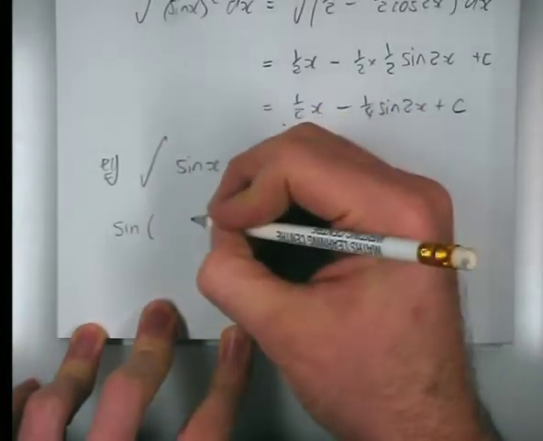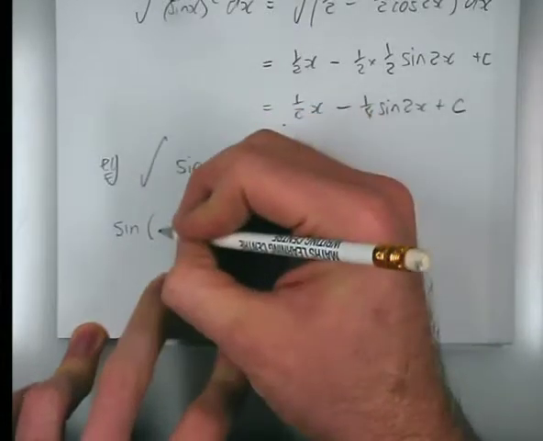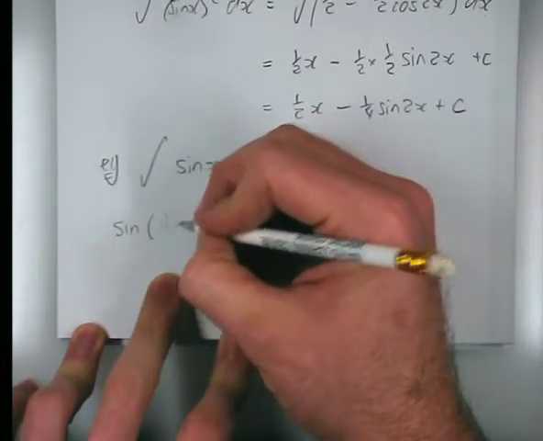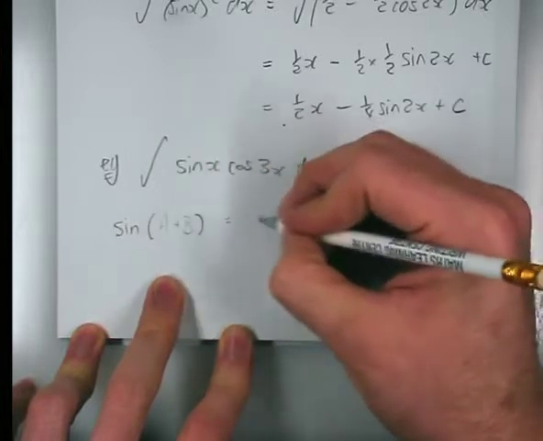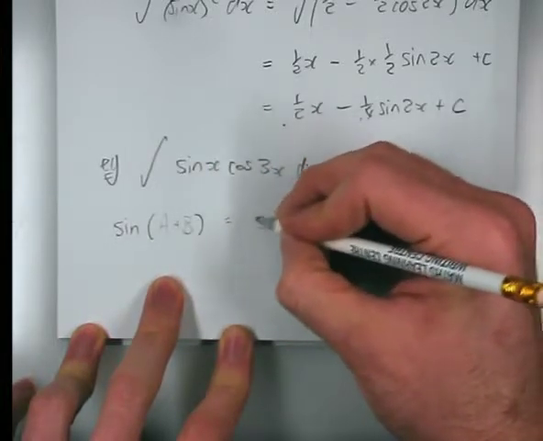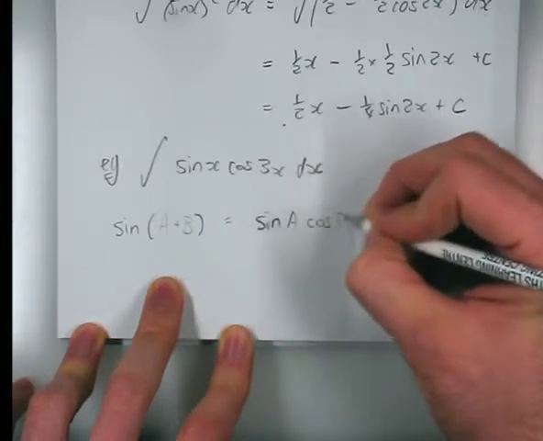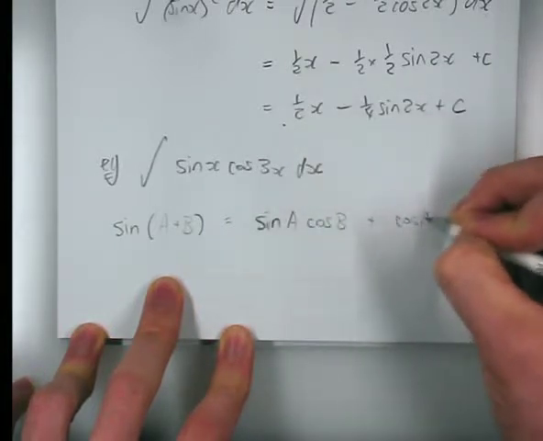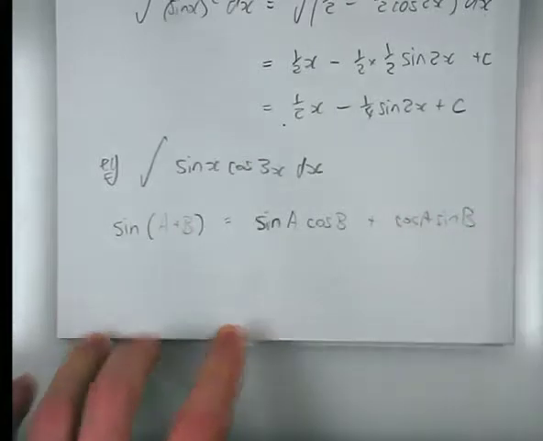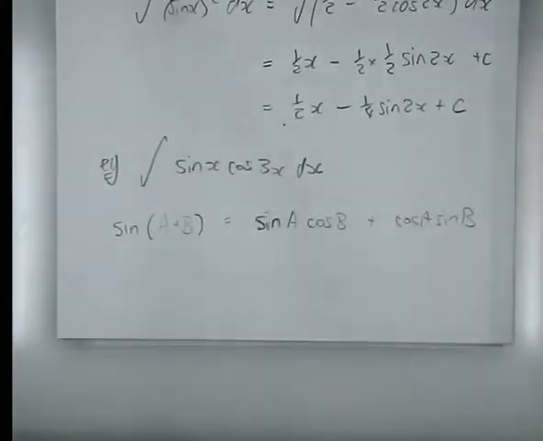So sine of, I'm just going to write this soft because I'm going to rub it out. Sine of a plus b is sine a cos b plus cos a sine b. Okay, so sine puts the sines and coses together. If you do the cos formula, it will separate the sines and coses. It will put the sines with the sines and the coses with the coses. So that's how I remember it.